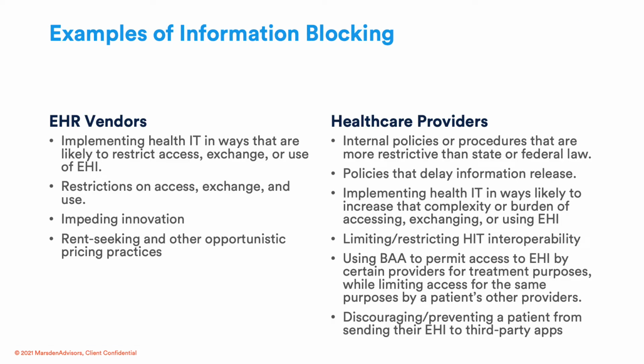Now that we know what information blocking is and what information is currently required, it's time to explore what information blocking looks like. Let's start by taking a look at examples of EHR vendor information blocking practices. First up is implementing health IT in ways that are likely to restrict access, exchange, or use of EHI. This could be things like making it difficult for a clinician using the EHR to send a direct message or information contained in the USCDI dataset to a clinician that they are referring a patient to. That is an example of functionally blocking the flow of information.